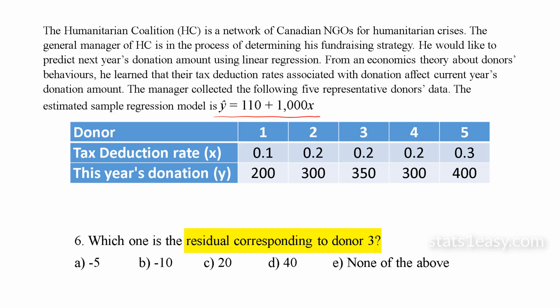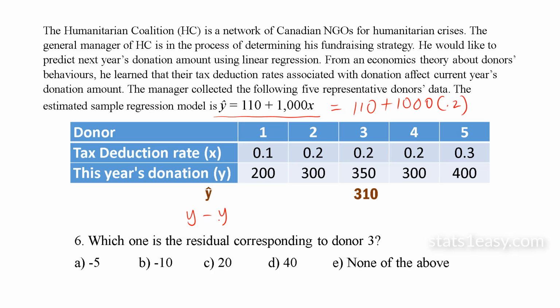So to find the residual corresponding to donor 3, we first calculate the y hat value for donor 3. We plug that into this formula, so for donor 3, y hat is going to be 110 plus 1000 times 0.2. So we plug that into the equation, and y hat will give us 310 for donor 3. Then we can find the corresponding residual by subtracting y minus y hat, and that's going to give us 40.